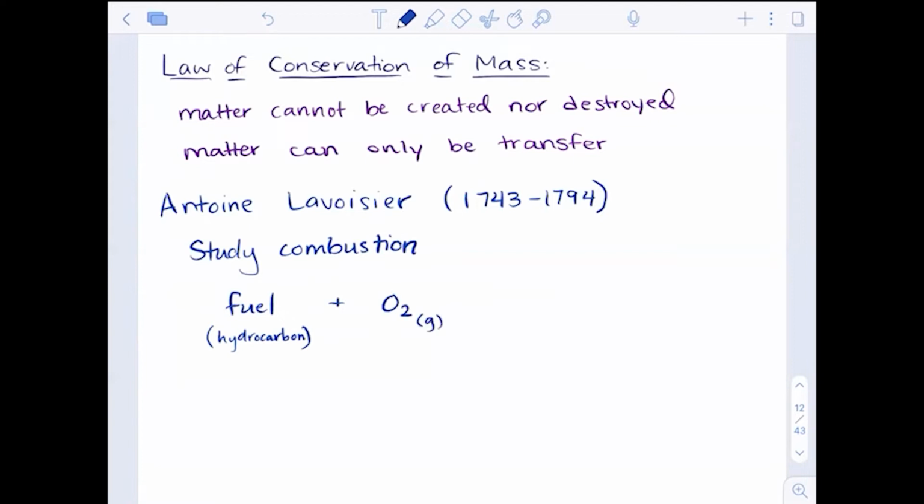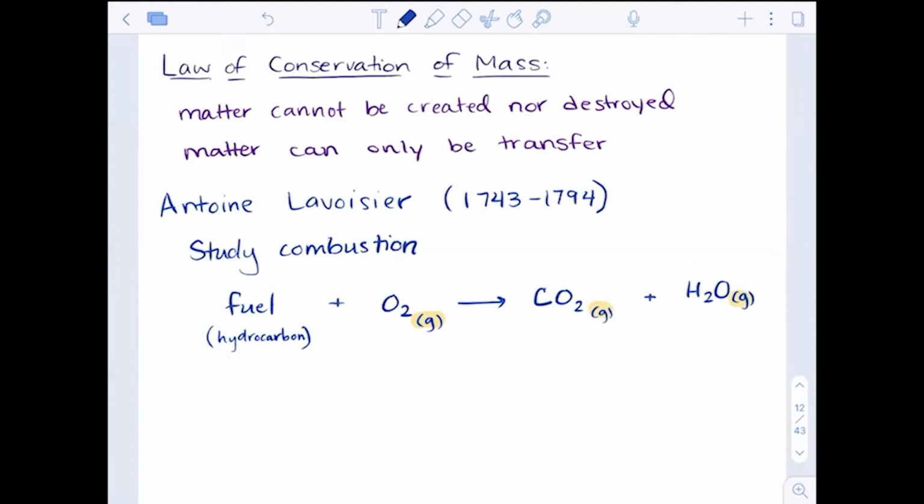I'm going to put a little (g) there. That tells you the state of the matter, right? And you create carbon dioxide gas and water vapor, H2O gas. All of those being the state, helping identify the classification of matter.